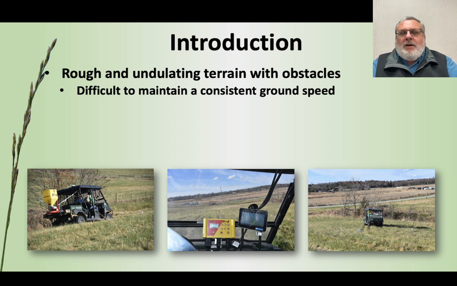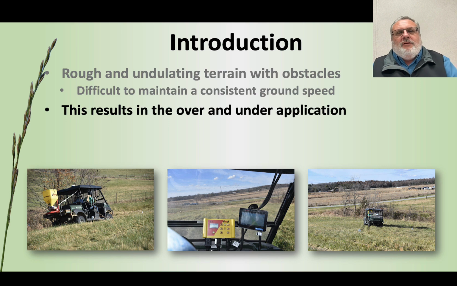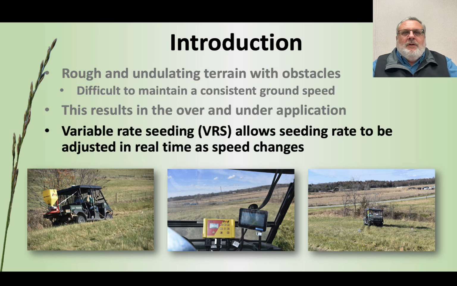So in pastures, we often have rough and uneven terrain that goes up and down, and there are obstacles like rock outcrops and sinkholes and old stumps and ditches and so forth, and that's constantly causing us to slow down and speed up. When we do that, this results in either over-applying or under-applying seed in those pastures. One of the neat things about this little seeder is that it has a variable seeding rate mechanism that allows the seeding rate to be adjusted in real time as the ground speed changes. So if I slow down or speed up, this seeder automatically adjusts the amount of seed that it's putting out.